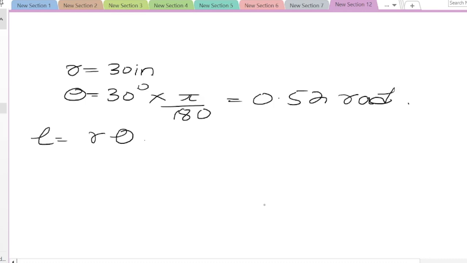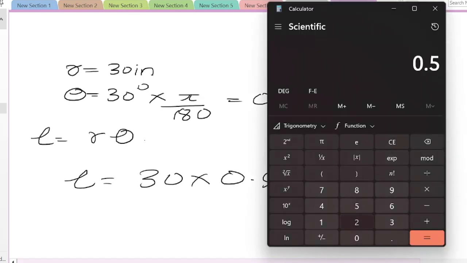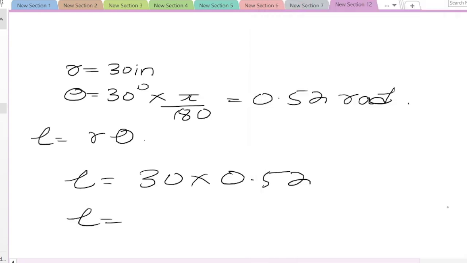So L is equal to r theta. What is the value of the length? The value of the length is not given, but the radius is 30. This will be multiplied by 0.52. 0.52 multiplied by 30, so we get 15.6. So the length is 15.6 inches.